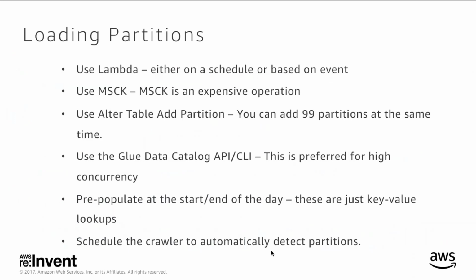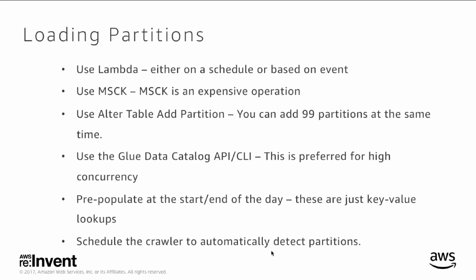So like I said before, there's a number of ways of loading partitions. Via a Lambda function, you can add those via the APIs, and I showed many use cases where that's the case. MSCK REPAIR TABLE, you can do that. It is an expensive operation on a lot of partitions, so definitely keep that in mind. ALTER TABLE ADD PARTITION is a good way to do it. You can also batch partitions, up to 99 partitions at the same time. So if you are to use this, you can do it.